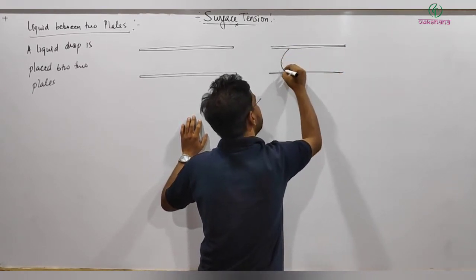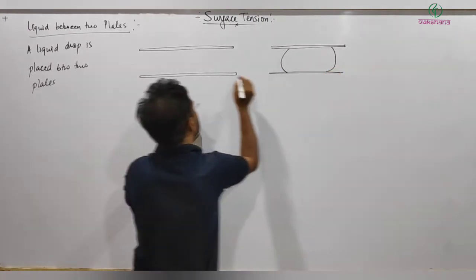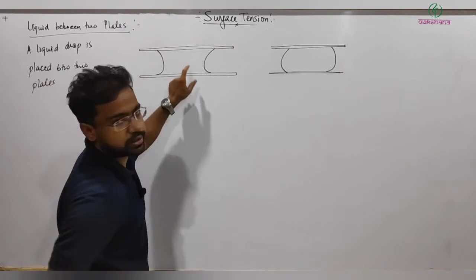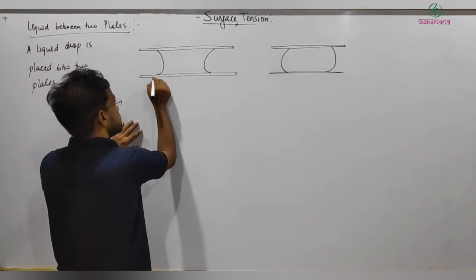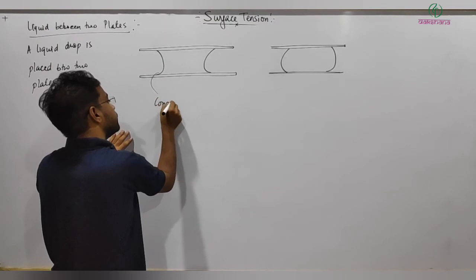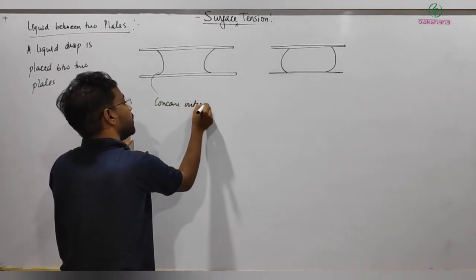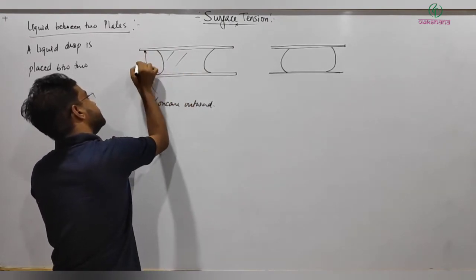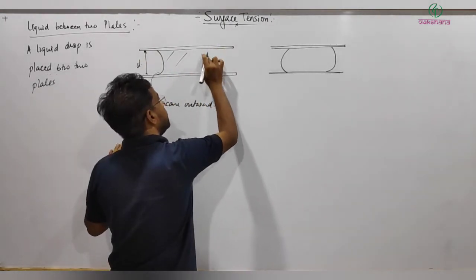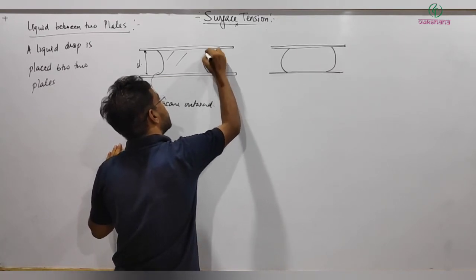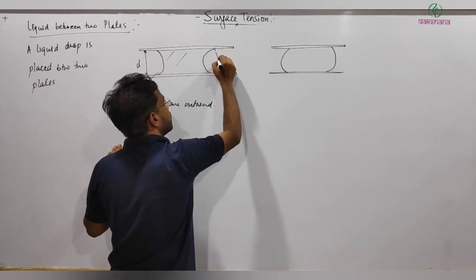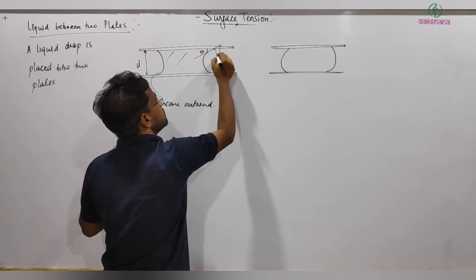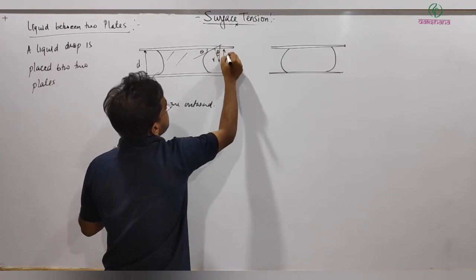One, it may spread in this way, or another case, it may spread like this. So this is the case of water between glass plates. This is spread like concave outward, and this is the drop, so this is the liquid, and let's say the separation between the plates is d, and the radius of curvature of this is, let's say, r, and this angle of contact is theta, so this will also be theta, and this is d by 2.